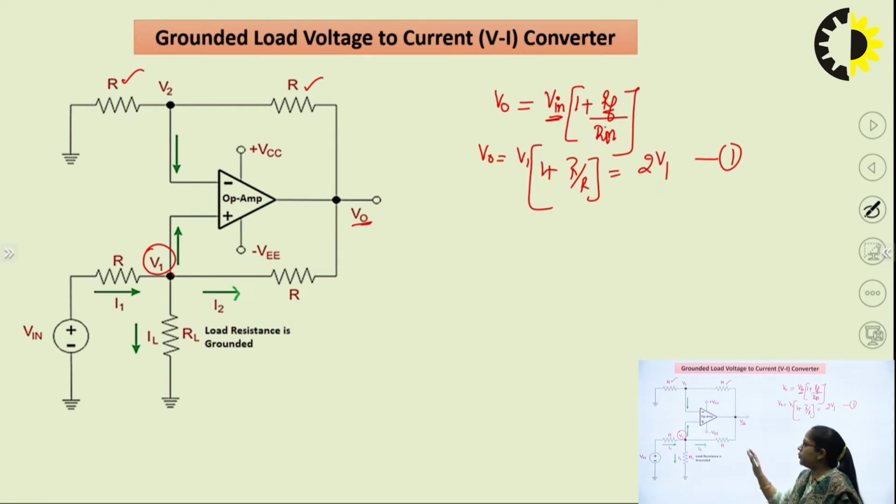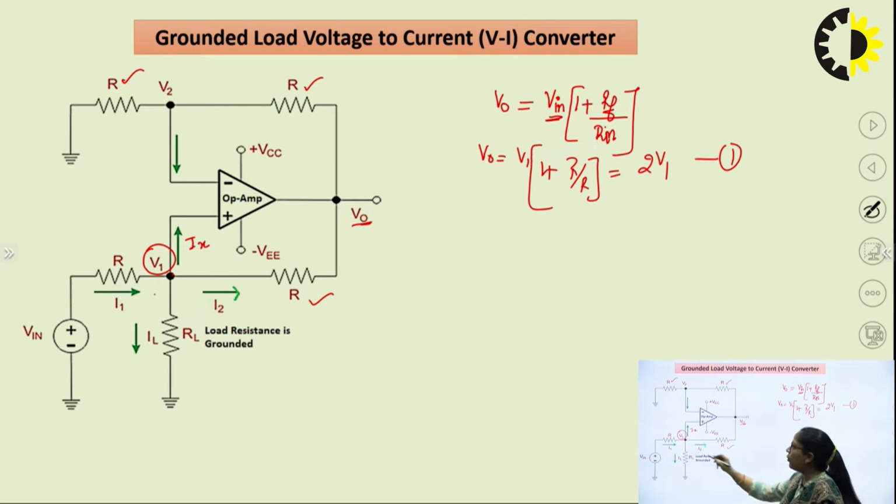Now, let us move forward. What we want to show? We want to show IL is proportional to V in. So, again if we look at our circuit, here we have V in. Let us consider one current I1 is flowing across this resistance R. At this point, this current will divide in 3 paths. One going towards the RL, another current is going towards this particular resistance R, and another current entering inside the op-amp. Let us say it is Ix.